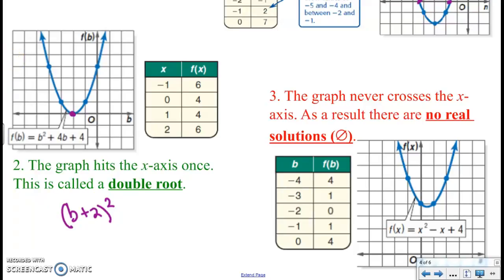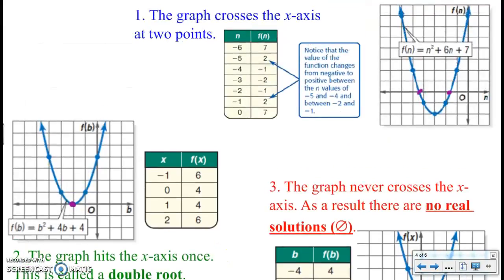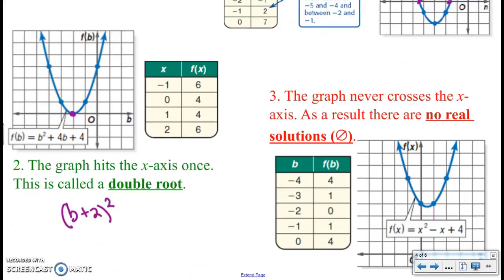Okay. The third case is when the graph never crosses the x-axis. My x-axis is down here. This is called having no real solutions, and we can use the empty set to show that. In Algebra 2, you're going to build on this and talk about how to use imaginary numbers to help you find those solutions. So for today, if you have 2 points, you'll have two solutions. If you have 1 point, you have one solution, or if it never crosses, you have no real solutions. So let's actually look at some examples and then let you be on your way.